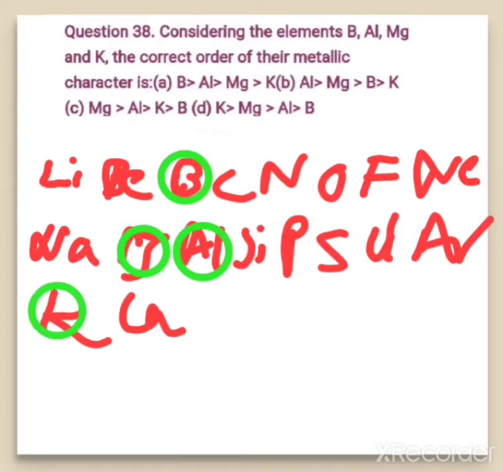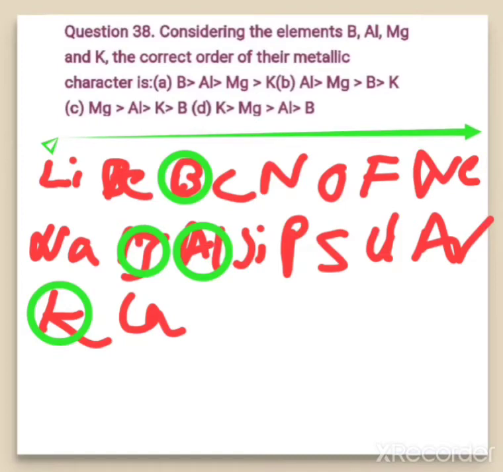So potassium is also given. So boron is given, aluminium is given, magnesium is given, potassium is given. Now you have to find out which one, on the extreme left-hand side, is more metallic. We have learned that in the periodic table, when we move from left to right, the metallic character decreases, and when we move from top to bottom, the metallic character increases. So when you compare these, which one is on the extreme left and the bottom? That is potassium. So we can say that K has the maximum metallic character.